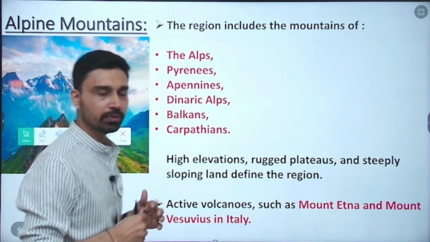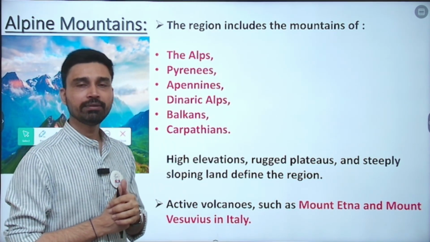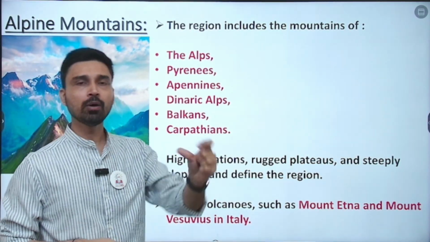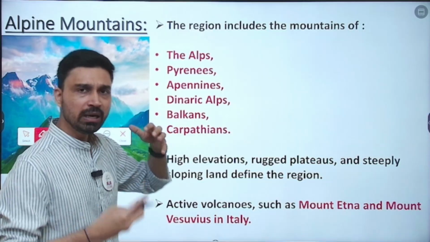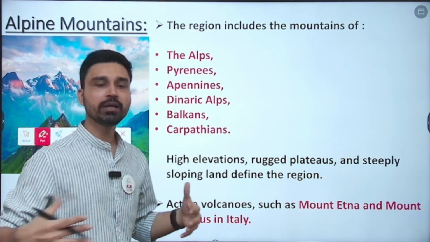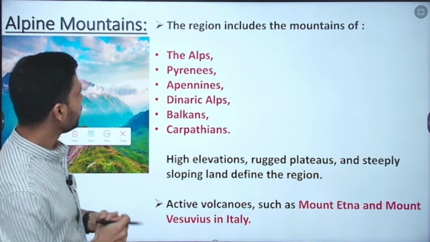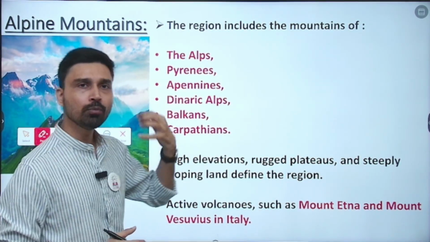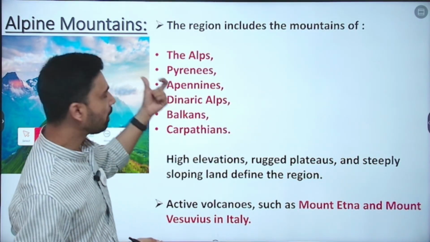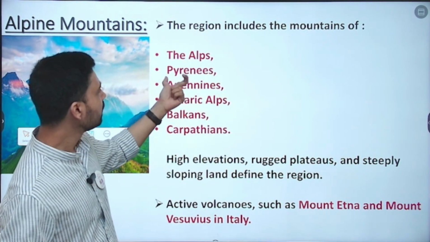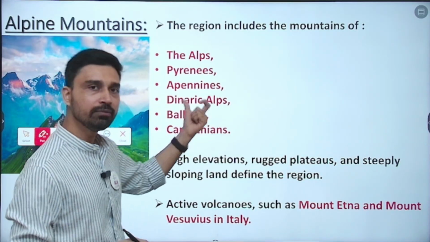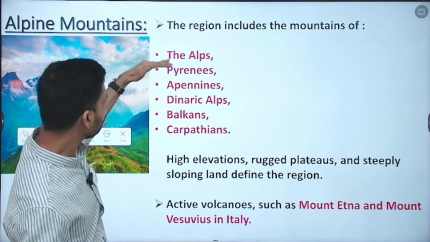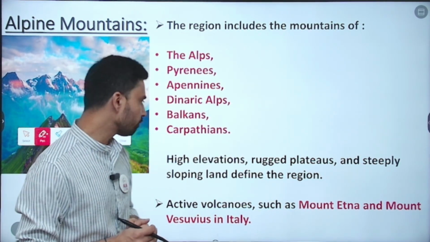Then the last part, the highest elevation landmass in Europe, as we can understand, is the Alpine mountain. Now Alpine mountain is not a single mountain as such, it is divided into multiple mountain ranges, and also they are spread across several different countries of Europe. The major mountains that are part of this mountain chain or mountain range is the Alps, one of the most popular and well known mountains. Then we have the Pyrenees. So Alps mountain, then we have Pyrenees, then we have Apennines, then we have Dinaric Alps, then we have Balkans, and then finally we have Carpathians. So total 6 major mountains we can say is part of Alpine mountain.